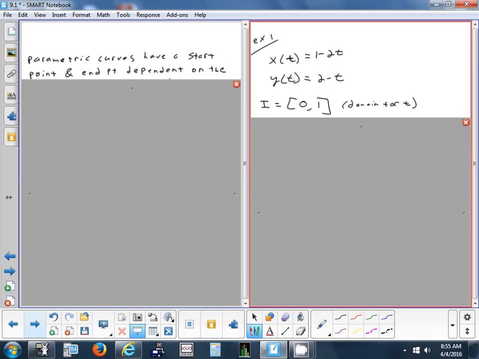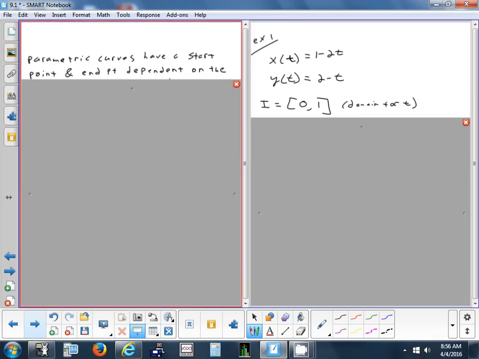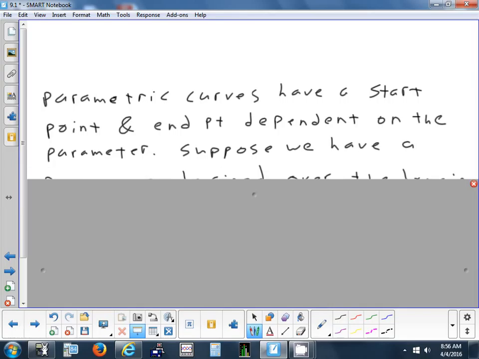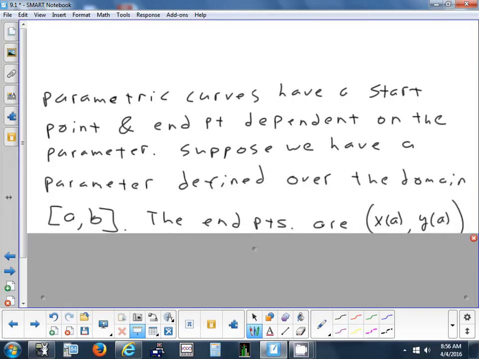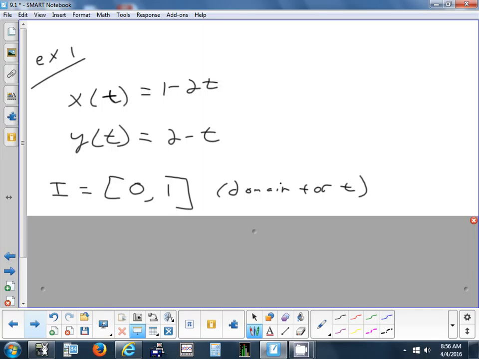Based on it going from 0 to 1, that's going to control where my start point is and where my end point is. This is also something you have to put into the calculator. You have to tell the calculator what your start point for t is and what your end point for t is. You'll see there's a new spot on the screen to do that. So the start point and the end point depend on the parameter. Suppose, in general, I gave you a parameter that started at A and ended at B. When we do a real problem, it's going to be numbers.